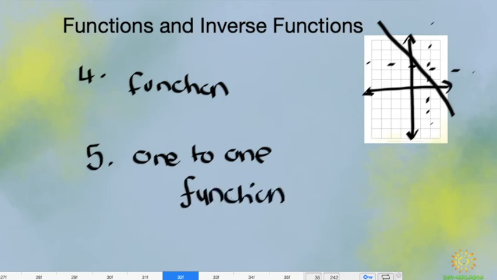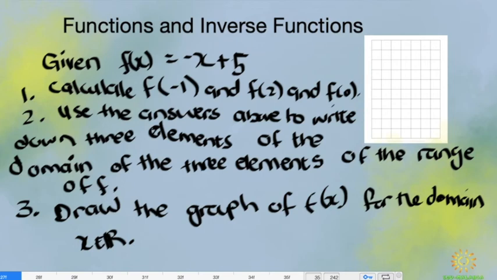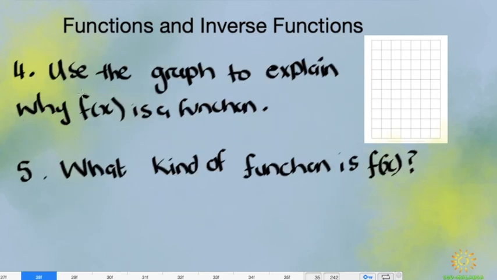Okay, guys, so if this is our question, given f(x) is equal to -x plus 5, we drew the graph because we got the 3 values, then we said we need to write down the elements. Remember, elements is essentially what values make up the set. Because they had given us 3 points, we were able to write down 3 points. In the domain is x, in the range is y. Draw the graph of f(x). We drew that for that domain. And then we used the graph to explain why it is a function and what kind of function it is.